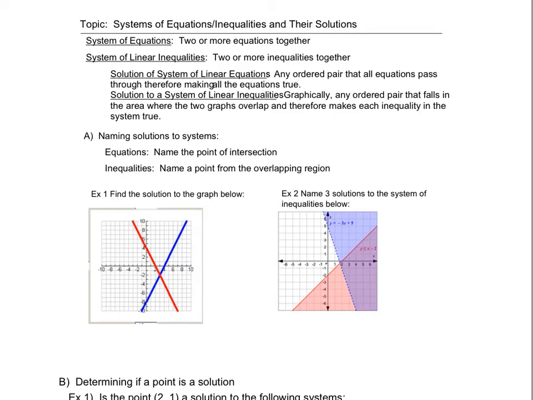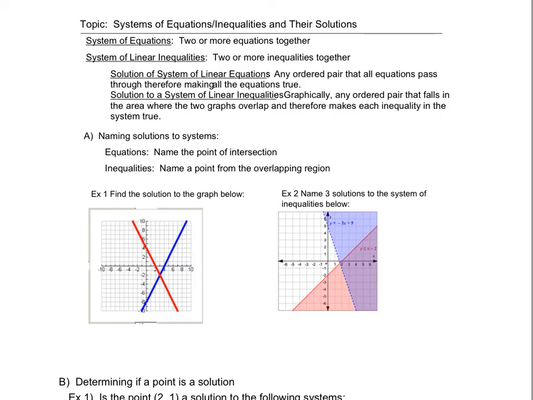A system of equations is two or more equations represented together, and a system of linear inequalities is two or more inequalities together. So remember the difference between an equation and an inequality is an equation has an equal sign, and an inequality has less than, greater than, less than or equal to, or greater than or equal to. When we talk about the solution of a system of linear equations, we are talking about the ordered pair or the point that all equations pass through.